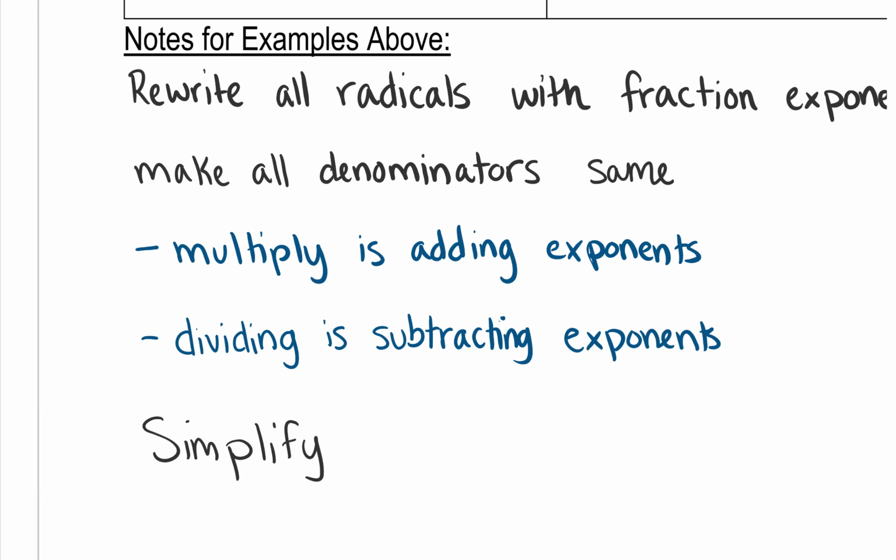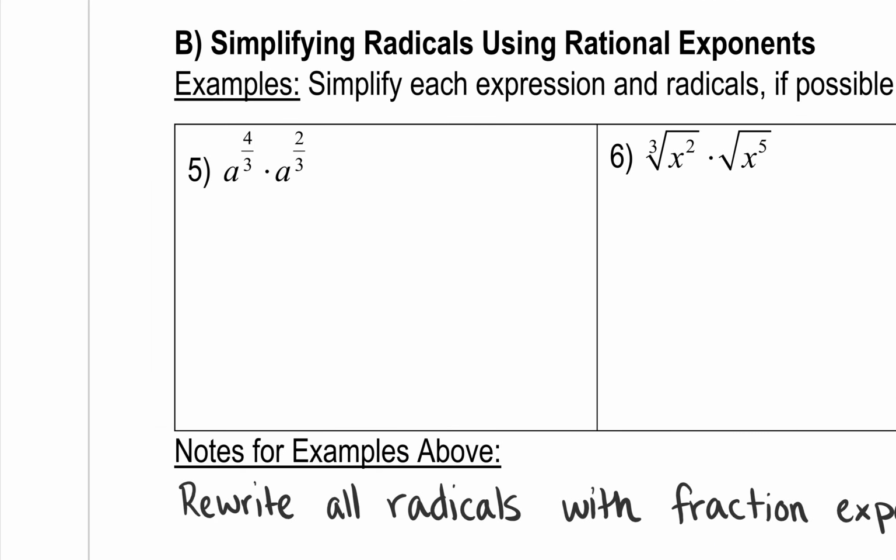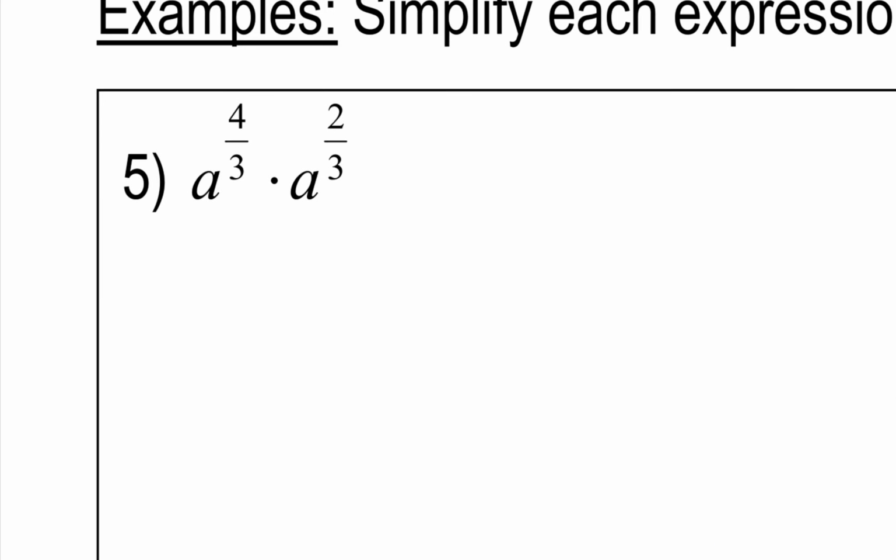So I want to rewrite everything with fraction exponents. I want to make all my denominators the same. If they are the same, great, that skips a step. Then if I multiply, I add my exponents. If I divide, I subtract them. And then my last step would be to simplify, if I can. So let's look at the first one, number 5. Notice I already have exponents that are fractions, so I don't have to do that. My denominators are already the same, so I don't have to do that.